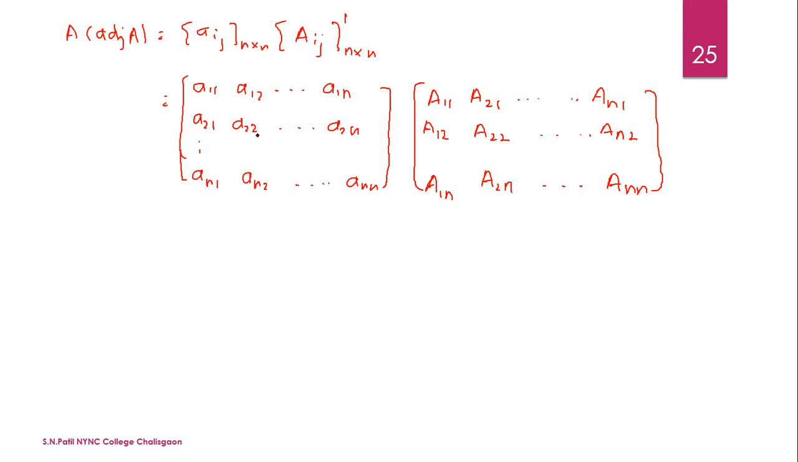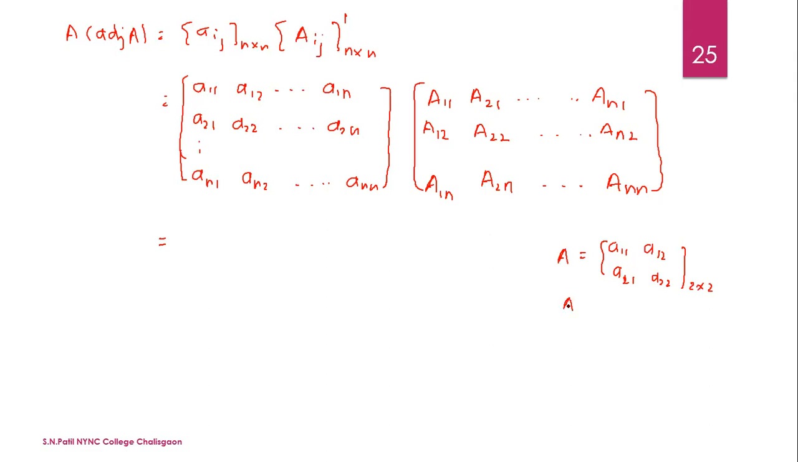So for this matrix, there is no problem. Now let us take a particular example so that you will get the idea. Suppose we have the matrix A of order 2 by 2: A11, A12, A21, A22. I'm going to take a 2 by 2 matrix here. This is the A matrix. Let us find the transpose of the cofactor matrix.